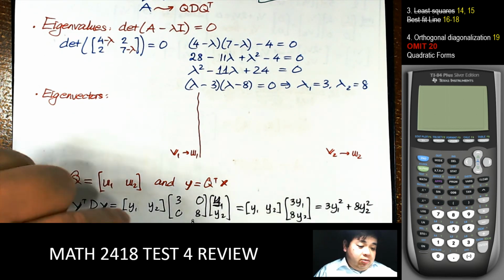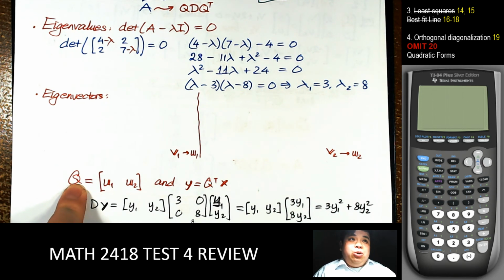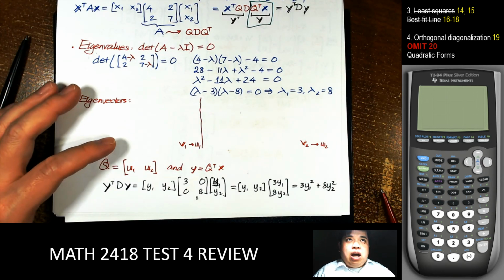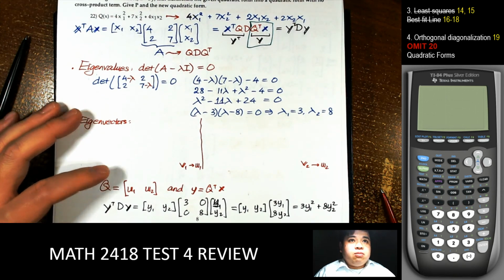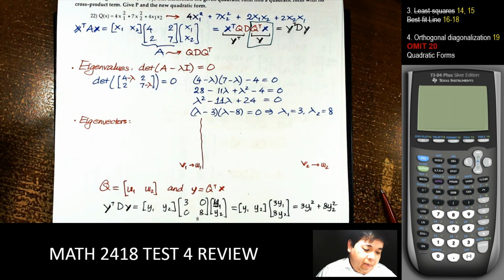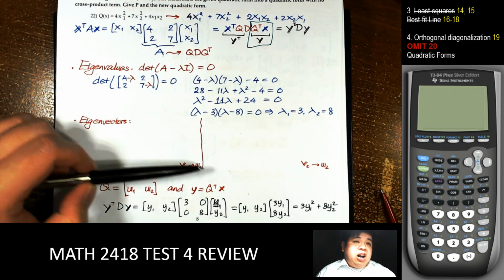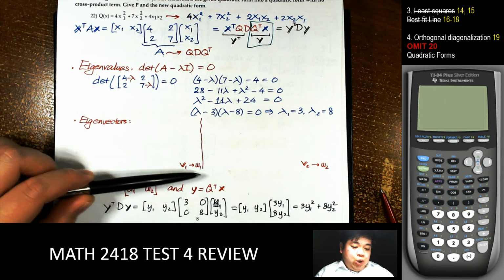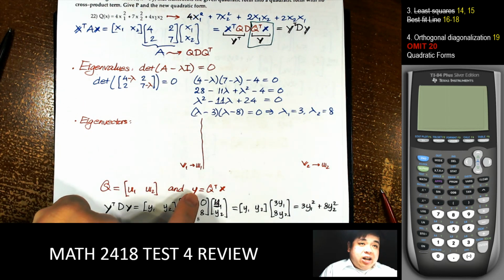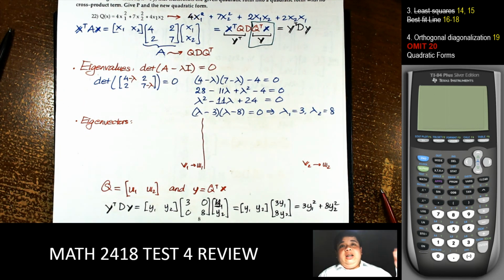In that case, we eliminate the cross product term. I let you finish that part. Of course, we just find the eigenvectors, turn them into unit vectors, and then put them in to find the matrix Q. And after that, we take Y equal to Q transpose X, and that's all we have.